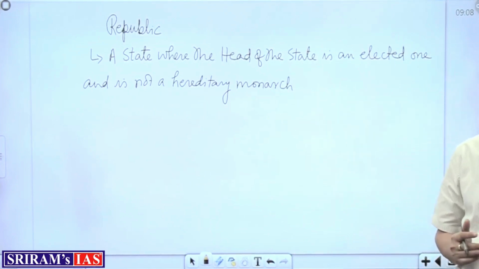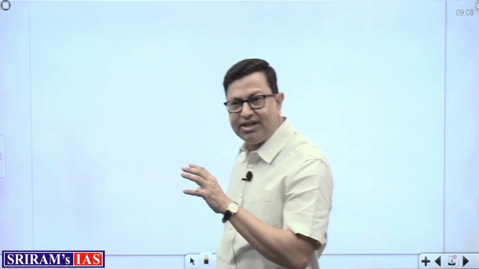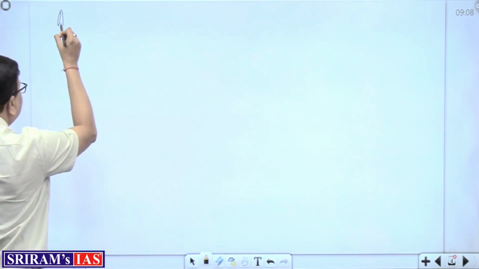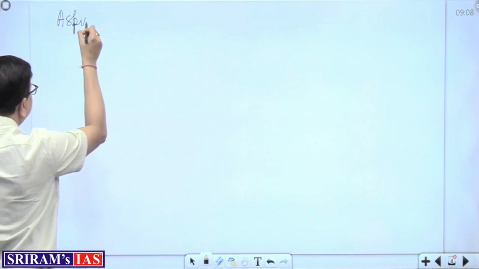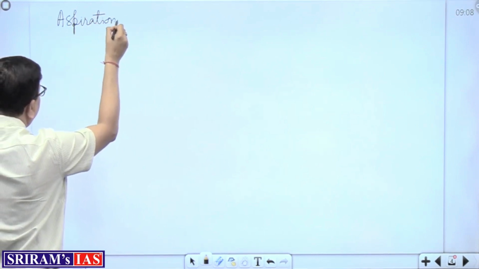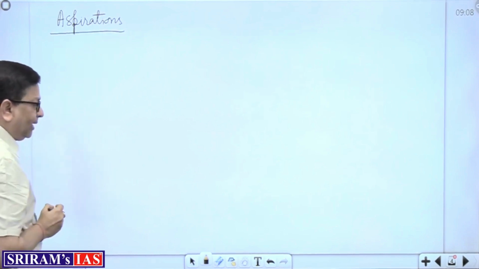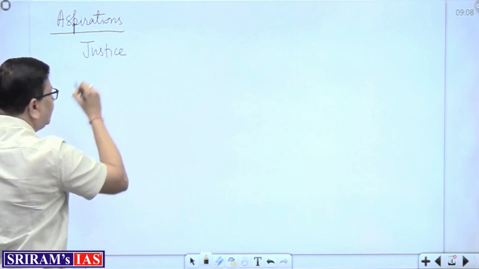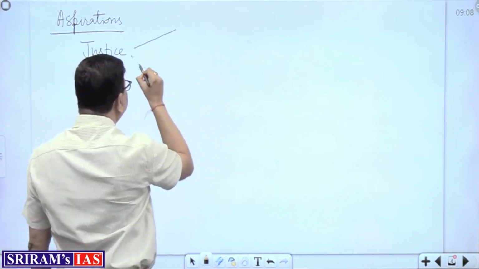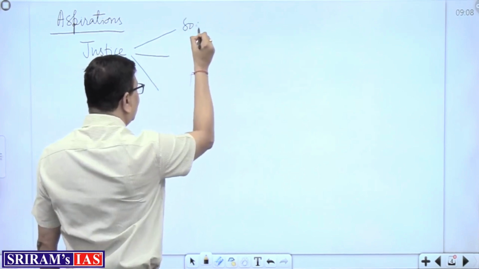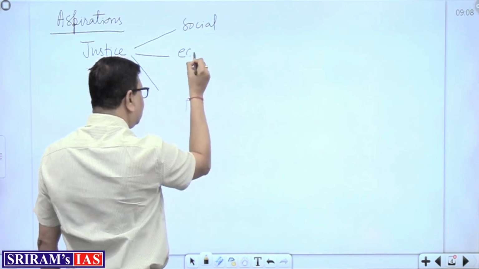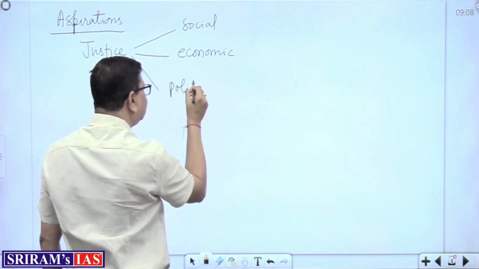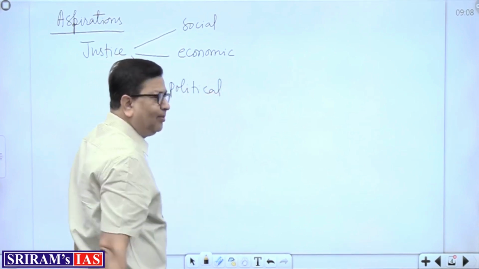Now coming to the next part. From here the questions in the prelims are asked. From here also some questions in the prelims will be asked. These are aspirations. The preamble talks about justice, social, economic, and political.